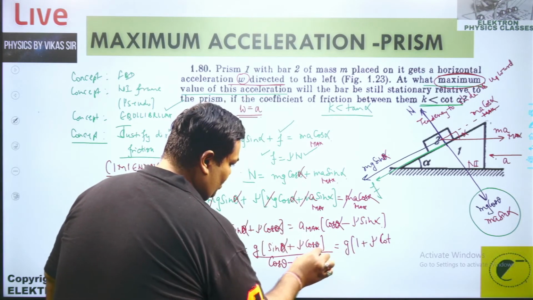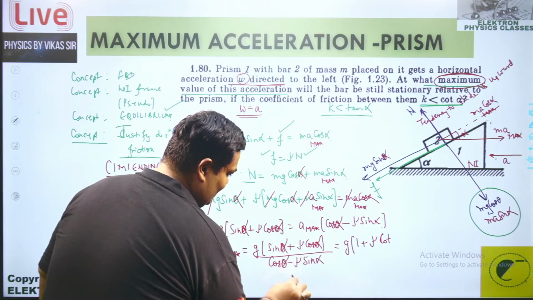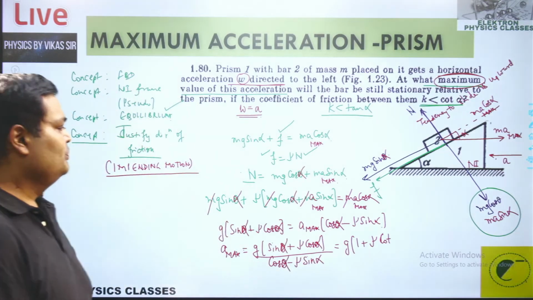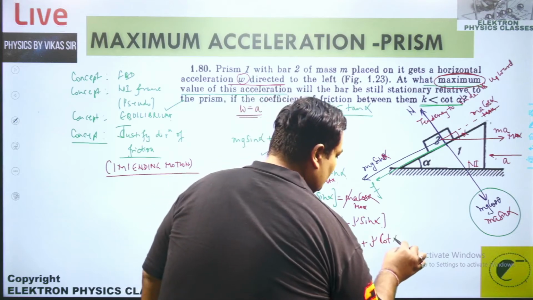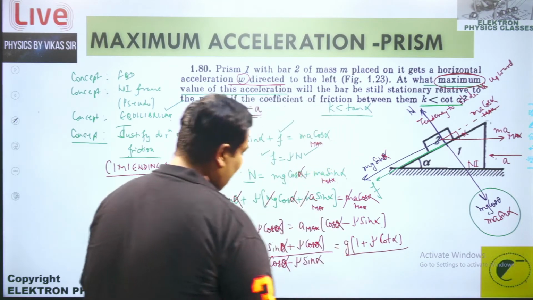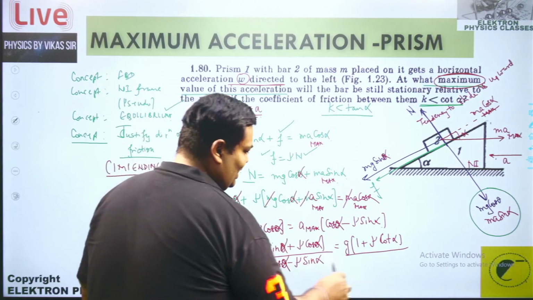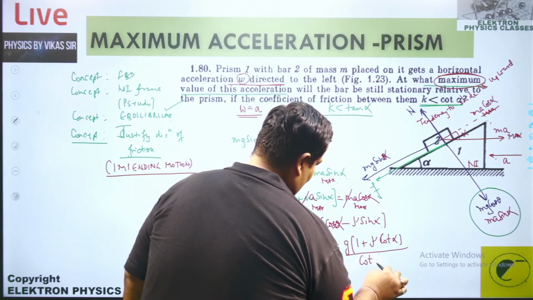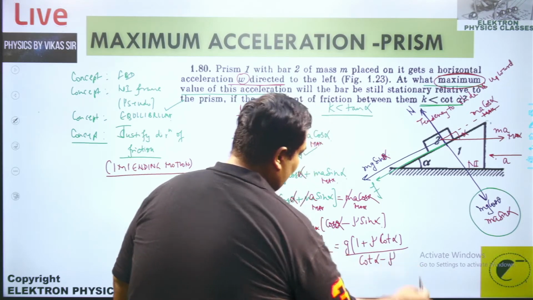So all angles are alpha. So that becomes 1 plus mu cot alpha, divided by, over here, cos alpha by sin alpha will be cot of alpha, and minus of mu.